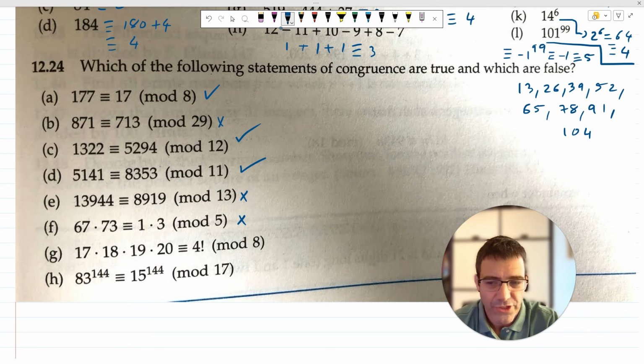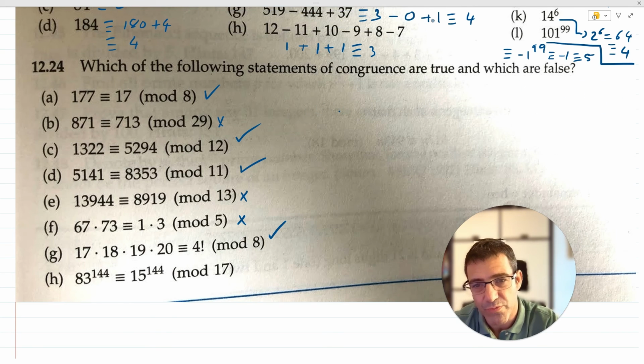For the last few questions, mod 8, question G is pretty straightforward. We can say that 17 is a 1, 18 is a 2, 19 is a 3, and then 20 is a 4, and that is definitely congruent to 4 factorial when we're in mod 8, so this is definitely good.